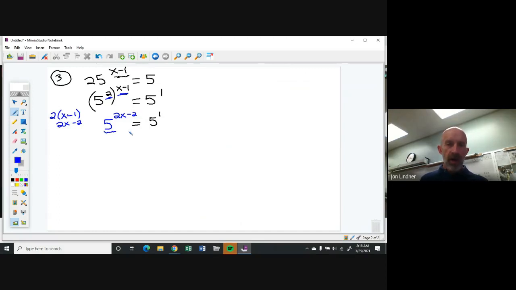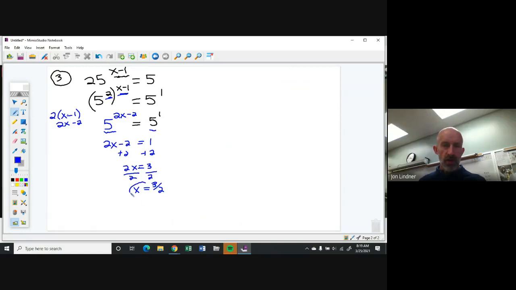And now I've finally got what I want, which is the base is the same, and I can just set 2x minus 2 equal to 1 and solve it. And we just do our basic algebra. 2x equals 3. Divide both sides by 2, so x equals 3/2.